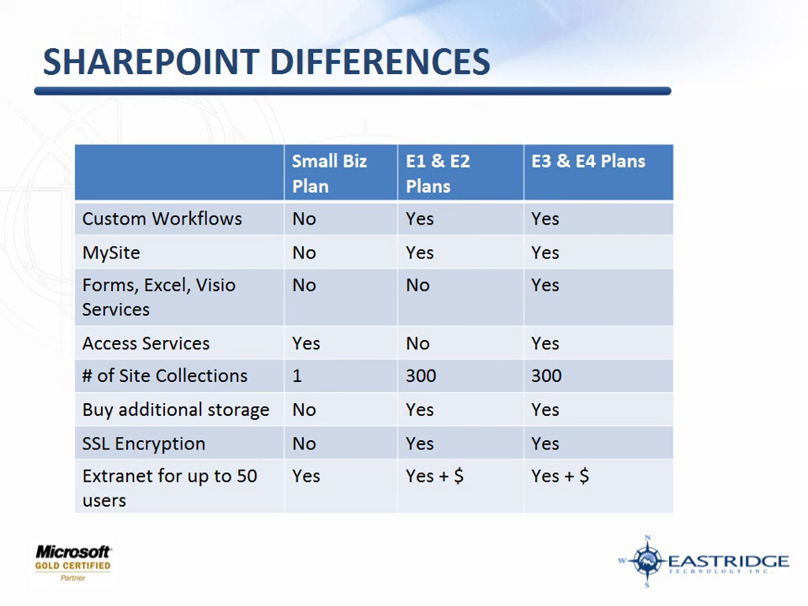Here's what's interesting, Access Services. So the ability to take your Access database and publish that directly onto your SharePoint site, you can do that with a small business plan. You can't do that with the first two enterprise plans. You have to buy the more expensive E3 and E4 plans to do that. Another big one, the number of site collections in SharePoint is 1, where you can create 300 in the enterprise plans.